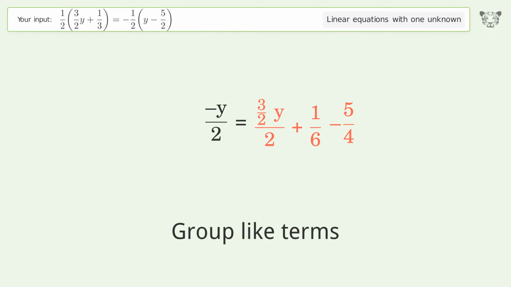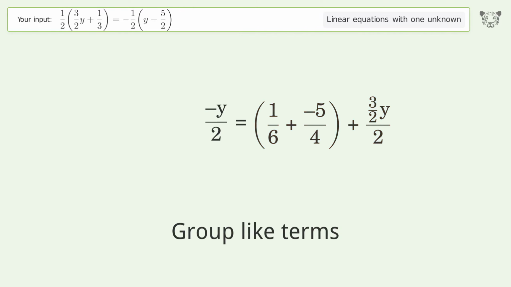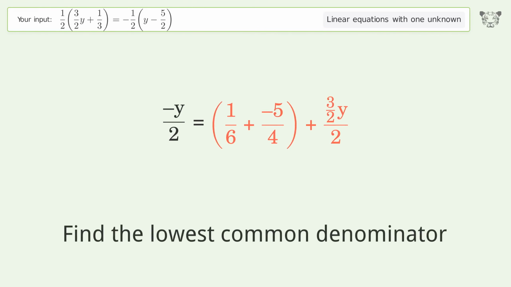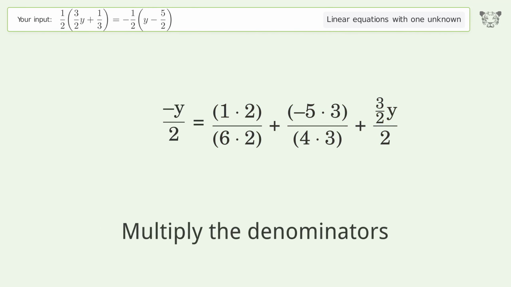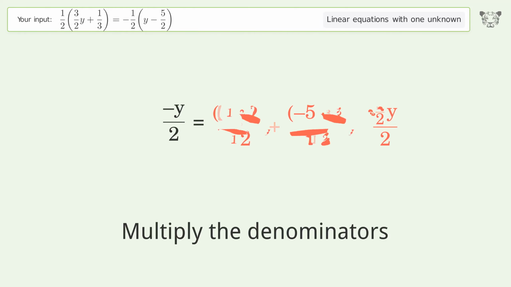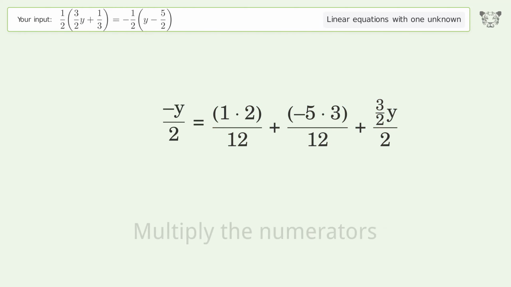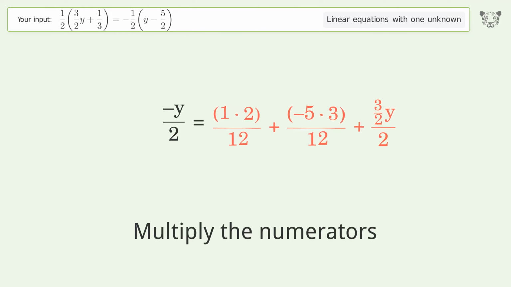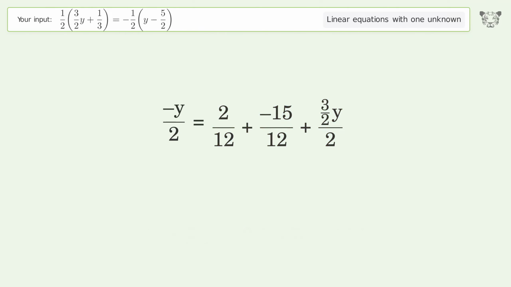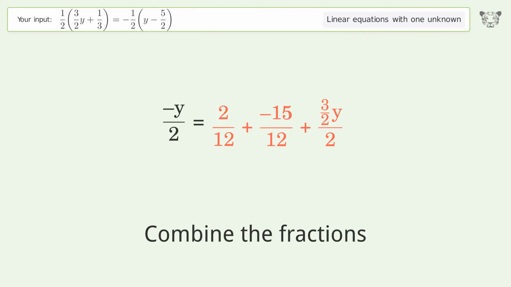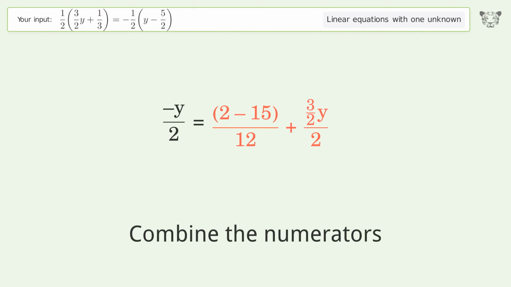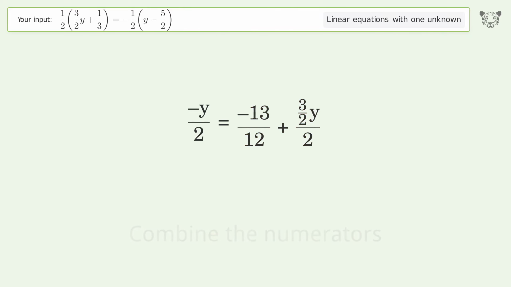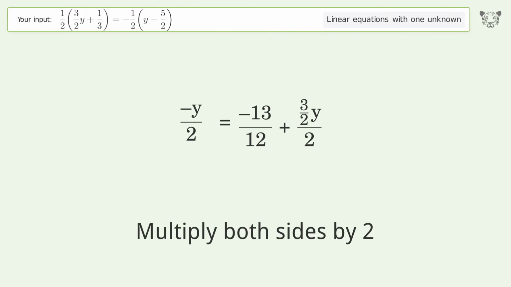Group like terms. Find the lowest common denominator. Multiply the denominators. Multiply the numerators. Combine the fractions. Combine the numerators. Isolate the g. Multiply both sides by 2.